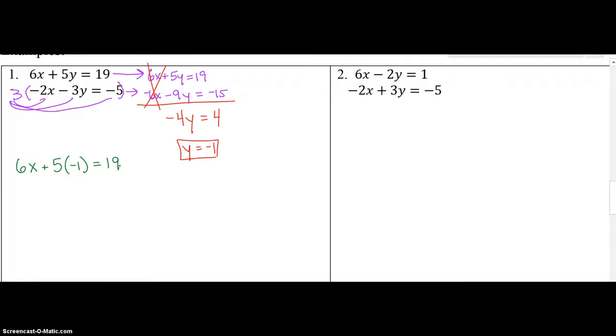Question? No, you multiply by some number to get an opposite. So the opposite of 6 would be negative 6. So can I multiply the negative 2 by something to get negative 6? Yes, 3. So that's how you'll pick that.